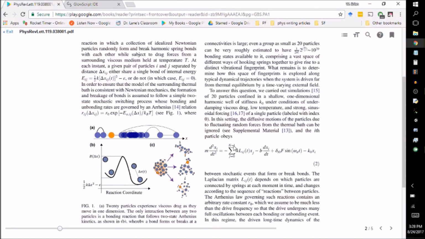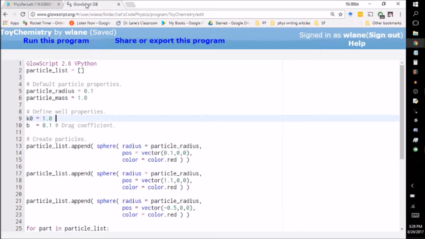Actually, let me double check this. It looks like here they've got the same drag coefficient on every particle. That's interesting. I guess they are the same species, aren't they? Because they have the same mass there. So maybe they're working with the same species. Well, we can change the species on these things.